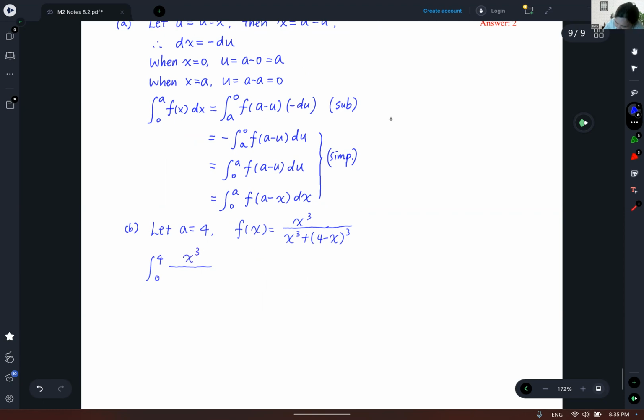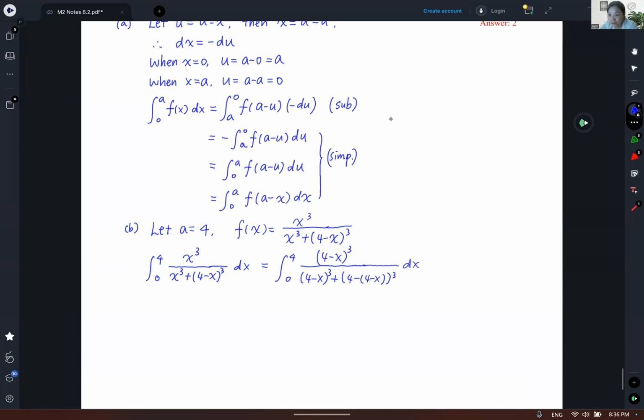x dx is equal to, nothing is changed, still from 0 to 4, another function. And this function, you should write another function, which is f of 4 minus x. So nothing else has changed. dx is not changed. But here you should write f of 4 minus x. So every time when you see x, that's 4 minus x. This one also 4 minus x. And the second one is 4 minus bracket 4 minus x. That is the change.